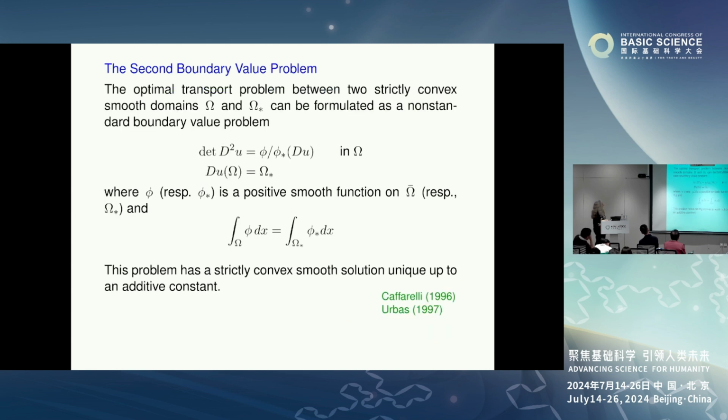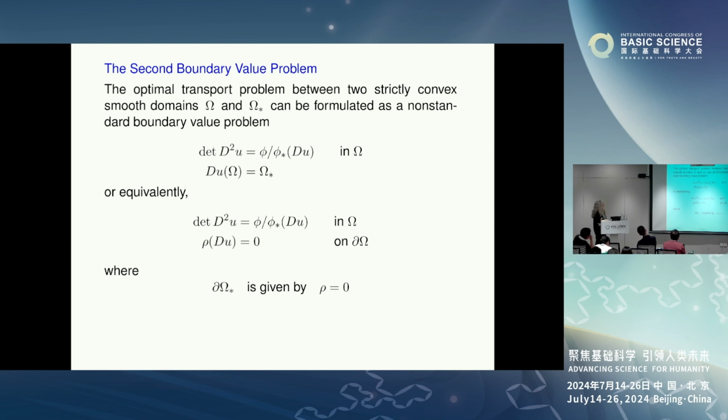The optimal transport problem between 2 strictly convex smooth domains, omega and omega star, can also be reformulated as a non-standard boundary value problem. So this problem has a strictly convex smooth solution unique up to an additive constant. We can rewrite this boundary value problem in this form, where the boundary of omega star is given by rho equals 0.